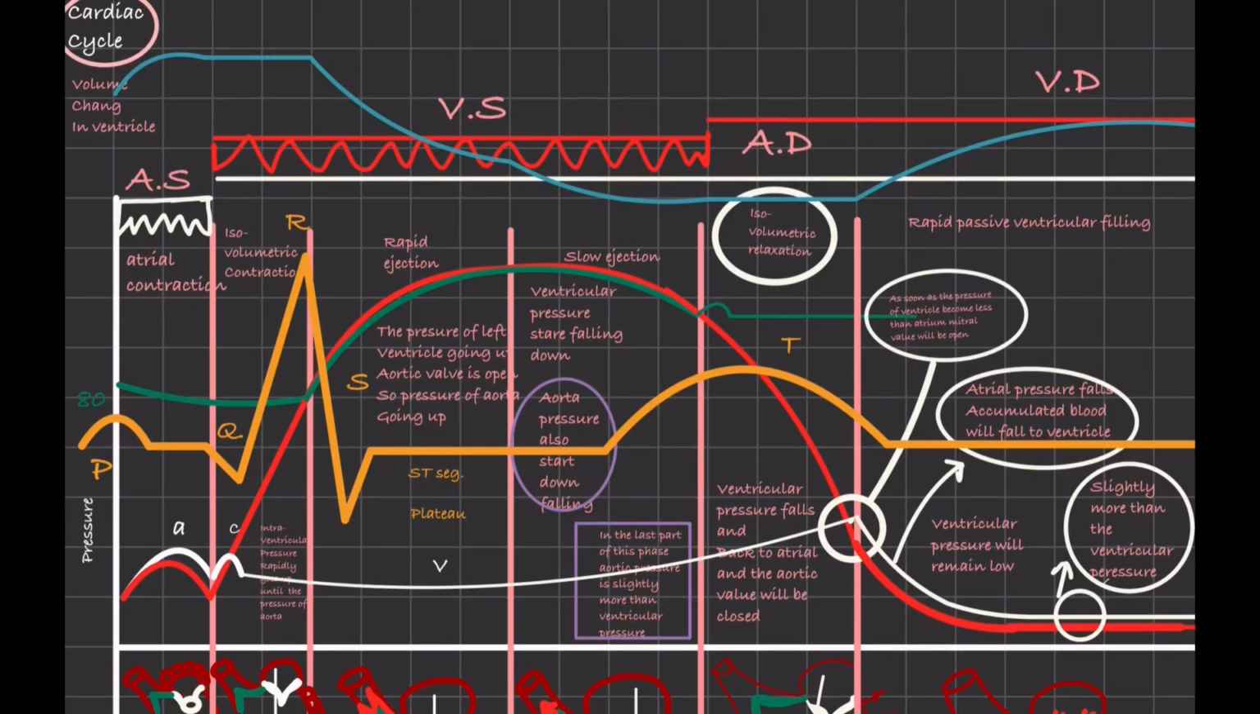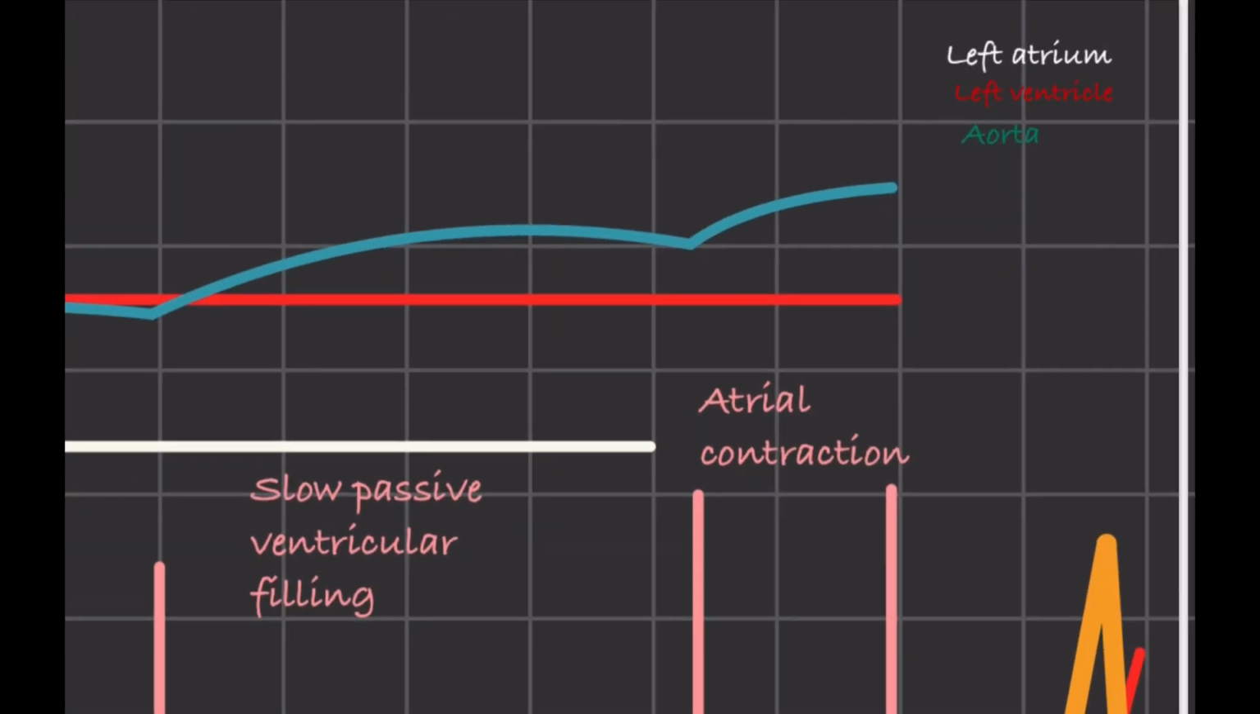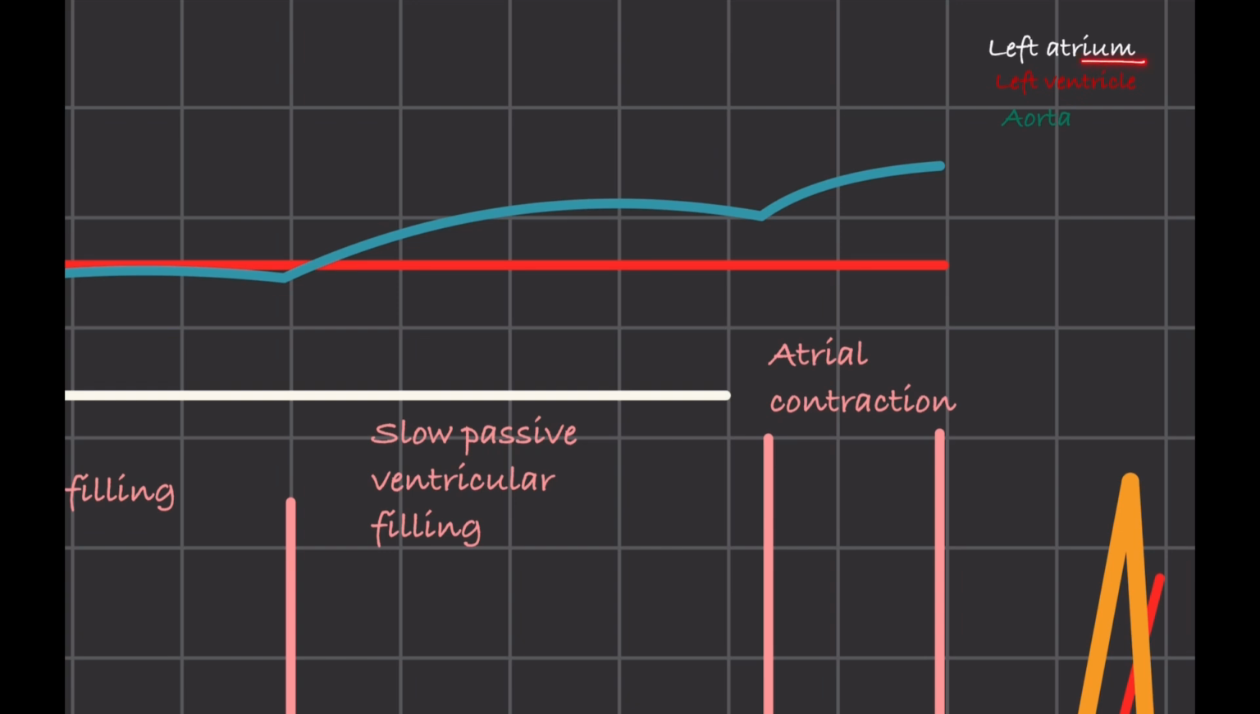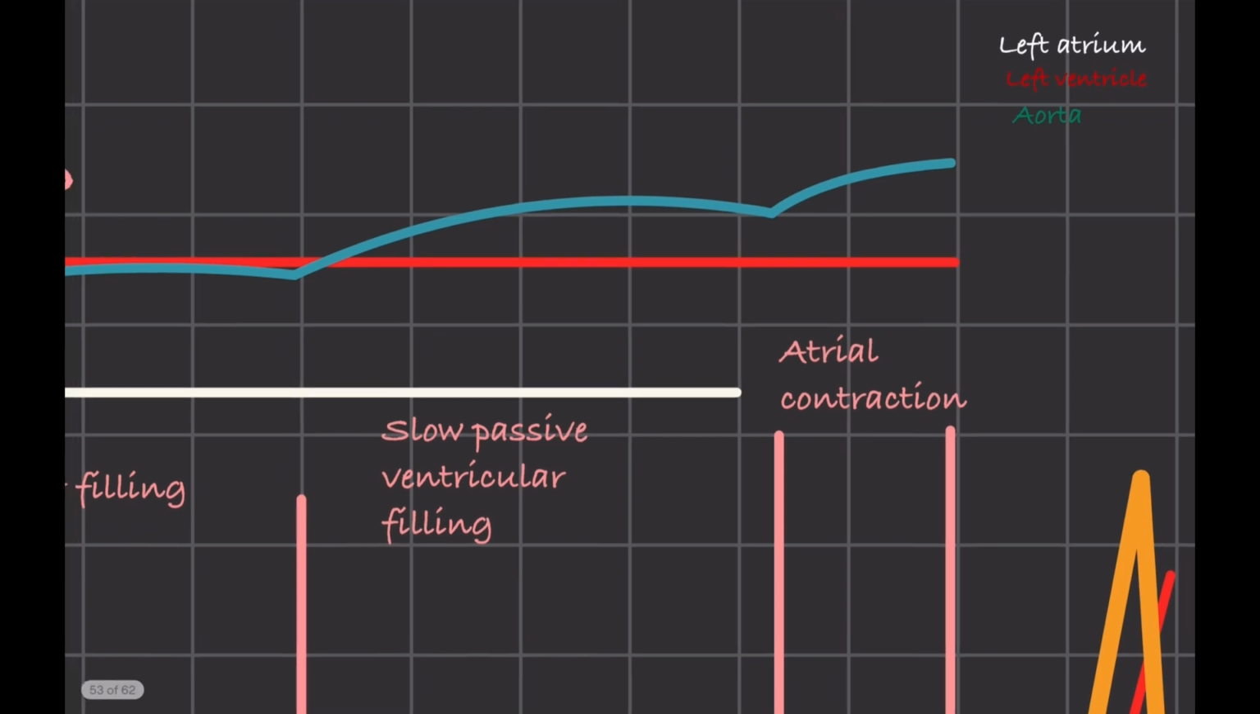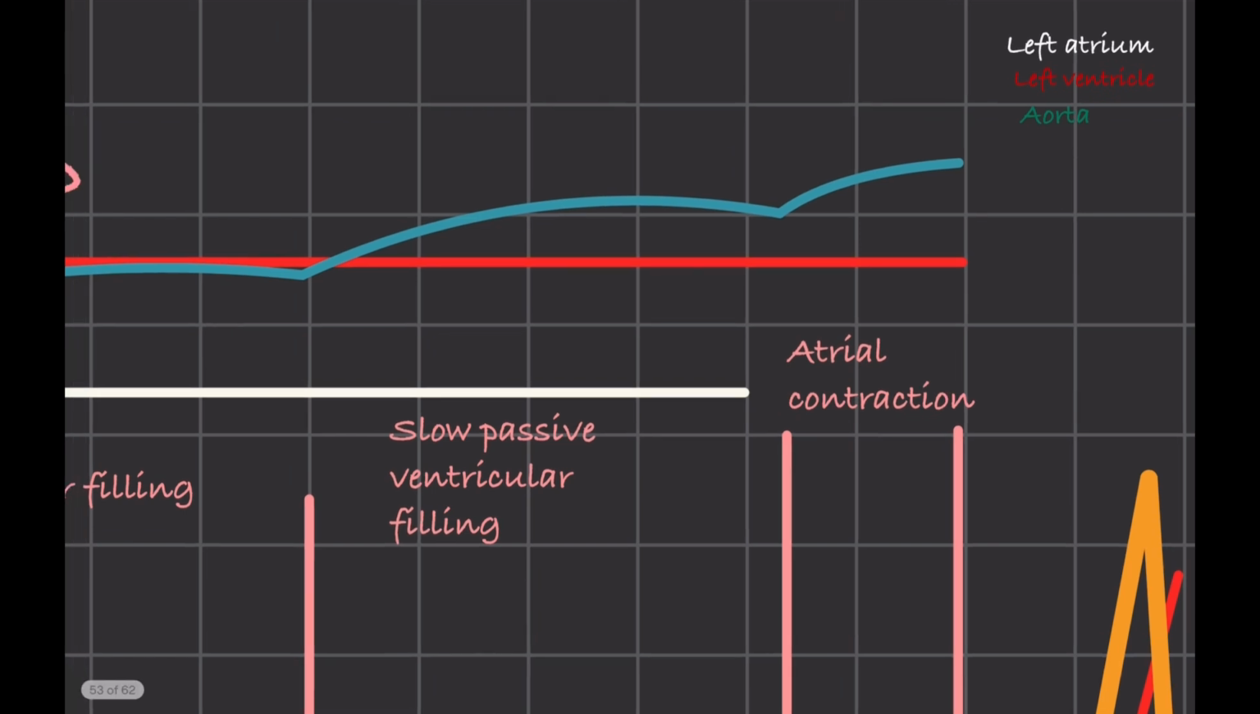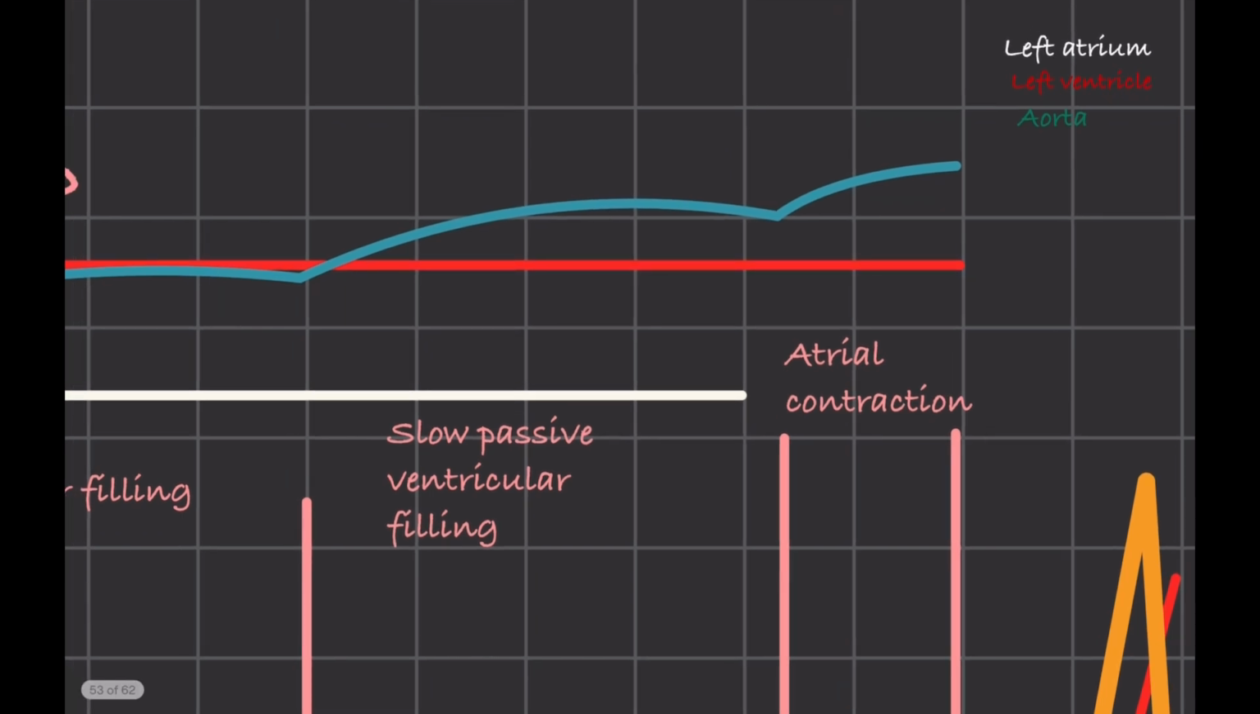This graph shows the cardiac cycle. We've color-coded the left atrium in white, the left ventricle in red, and the aorta in green. When we talk about heart function, especially pressures, we focus on three key chambers: the atrium, ventricle, and aorta. While the left and right sides of the heart are similar, their pressures are different. Here we are focusing on the left heart.